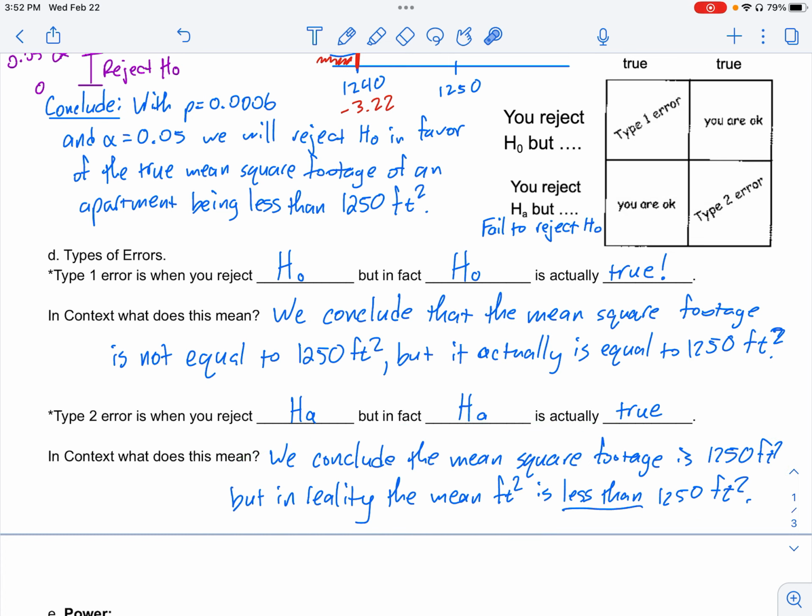This would be bad for the customers and the tenants. You would conclude, oh, we're all good. The apartments are big. They are 1,250 square feet, but the truth is they're actually less. So all these tenants would rent those places under that assumption. They'd move in and they'd maybe feel cramped for space. Okay.